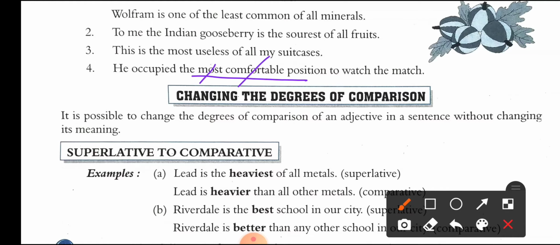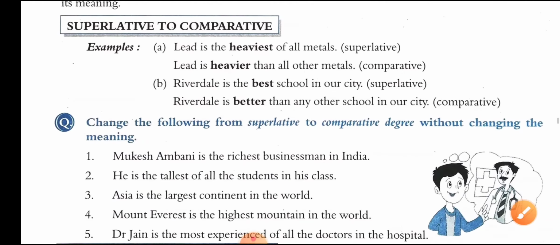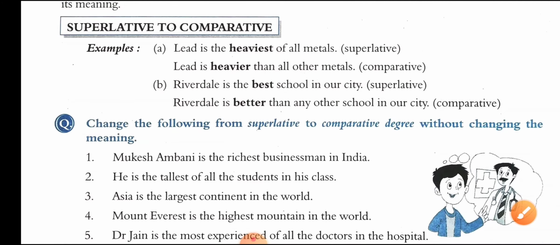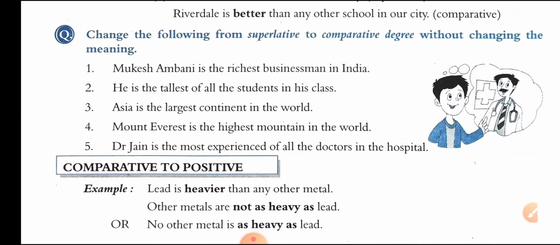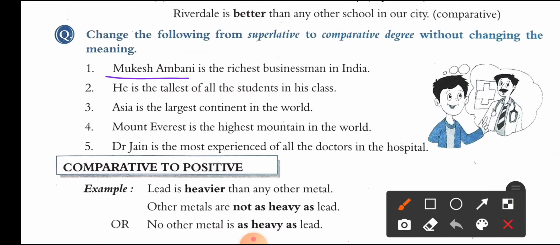Now the next topic here is changing the degrees of comparison. This we have already done. Superlative to comparative we have to do here, right? Mukesh Ambani is the richest businessman in India. So what you will do, right? The sentence is, Mukesh Ambani is the richest businessman in India. Means, Mukesh Ambani is richer than any other businessman in India.